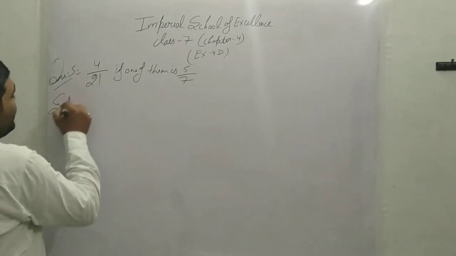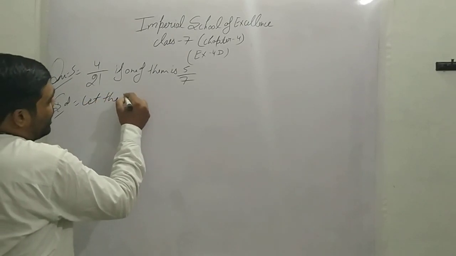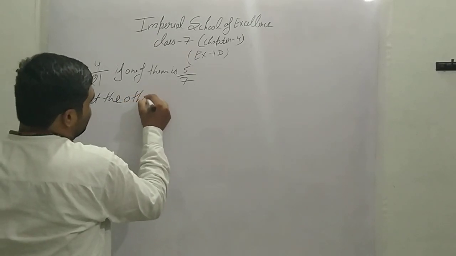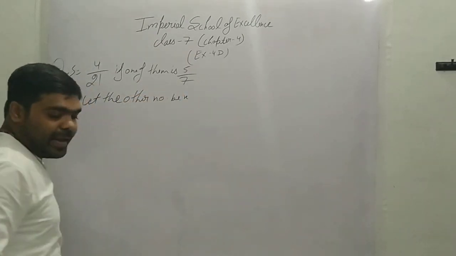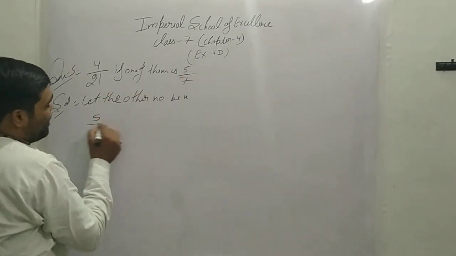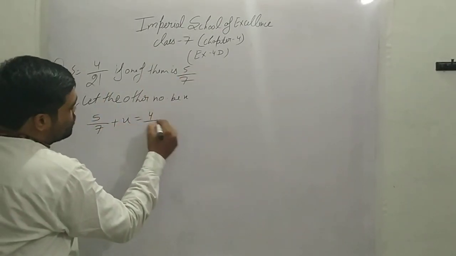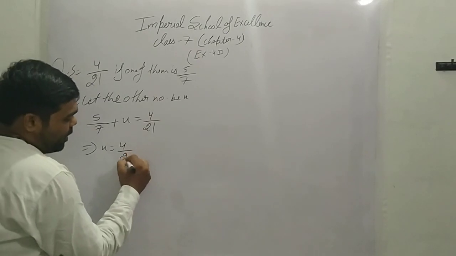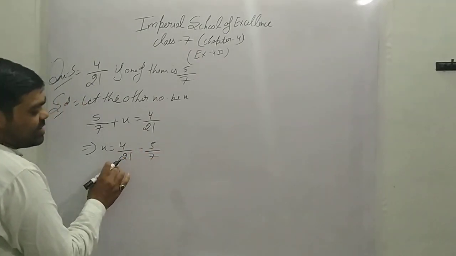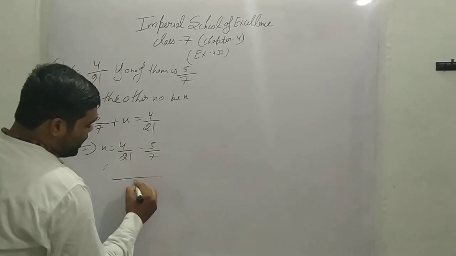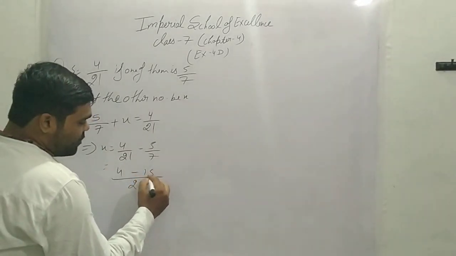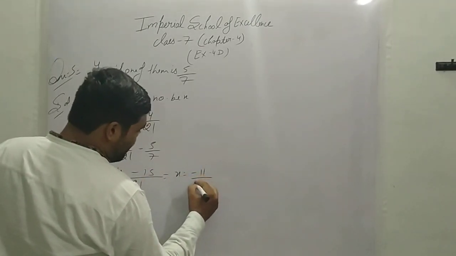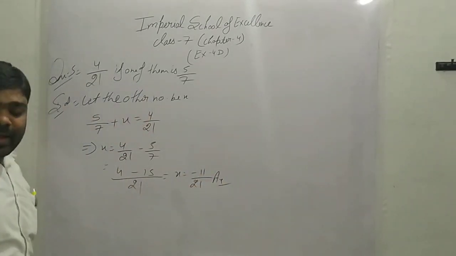So solution will be: let the other number be x. हमने एक नंबर को x मान लिया है. अब क्या करेंगे? 5 upon 7 plus x equals 4 upon 21. Now x equals 4 upon 21 minus 5 upon 7. Take the LCM of 21 and 7. It will be 21. Now 4 minus 15, it will be minus 11. x equals minus 11 upon 21 is your answer in the fifth question.